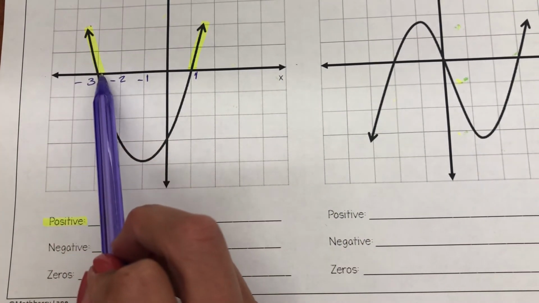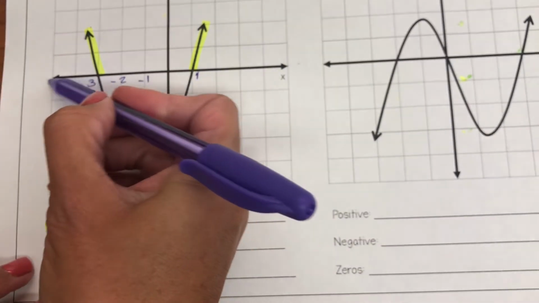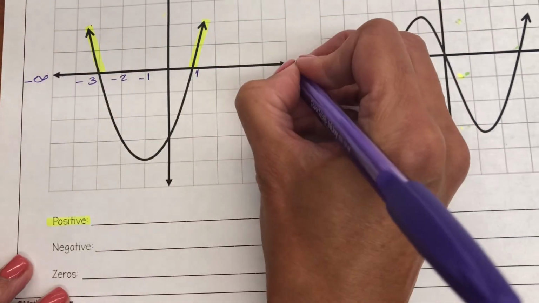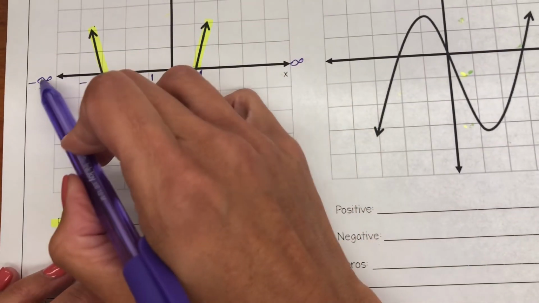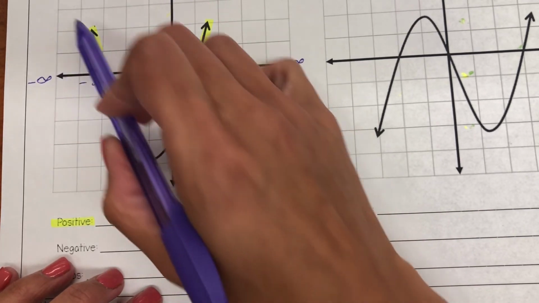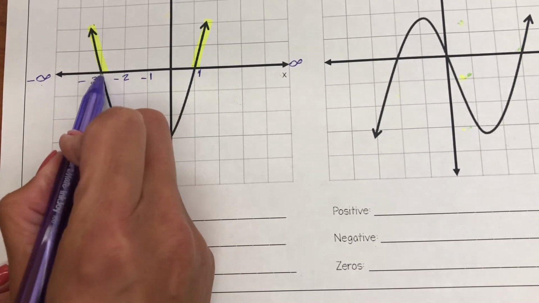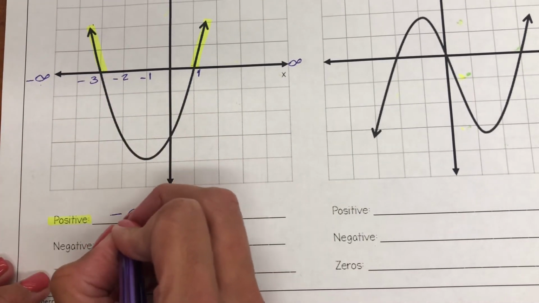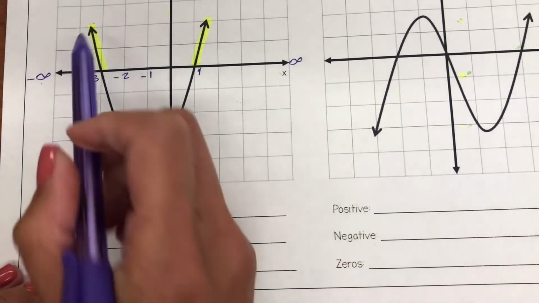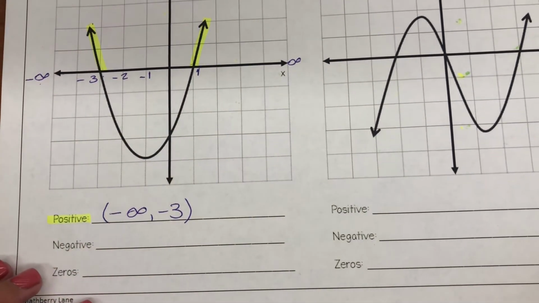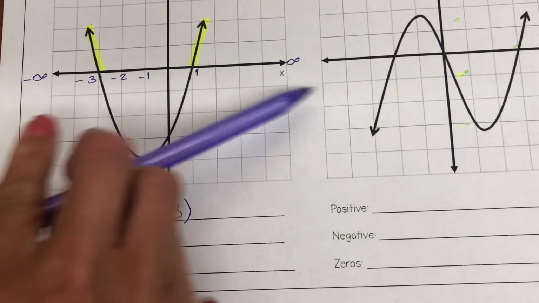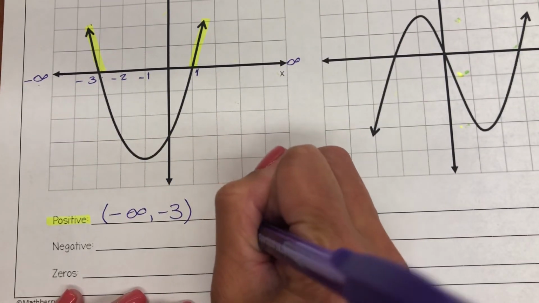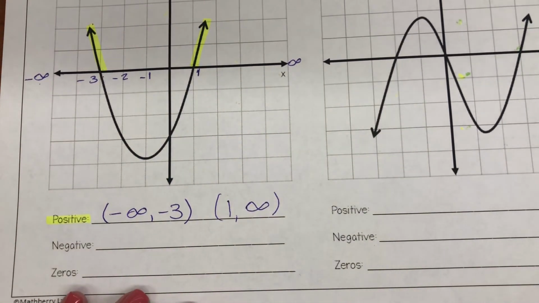So let's look at this piece first. Arrow means it keeps going. Remember, this way would be negative infinity, and this way would be positive infinity. So this arrow keeps going to the left, to the negative infinity direction. So negative infinity, and then it ends at -3. Negative infinity to -3, and they'd both be parentheses. Now this one is going from 1 all the way to positive infinity. So 1 to positive infinity, and those are both parentheses.